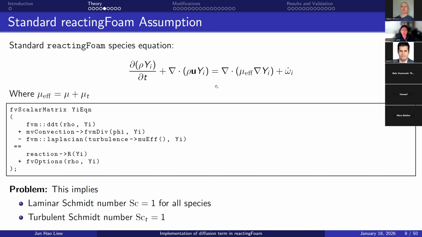In the standard reactingFoam, we have this Y equation in the Y header file. You can see that it's the same, but they use the effective mu here. The effective mu is just mu plus turbulent mu. So what happened to the Schmidt number? This implies that the Schmidt number is 1 for all species and the turbulent Schmidt number is 1. This is what reactingFoam assumes, and this is all encoded in the Y equation.